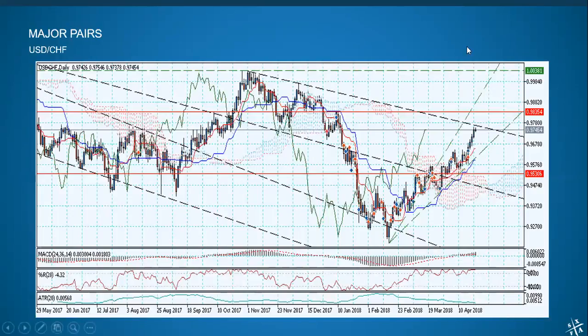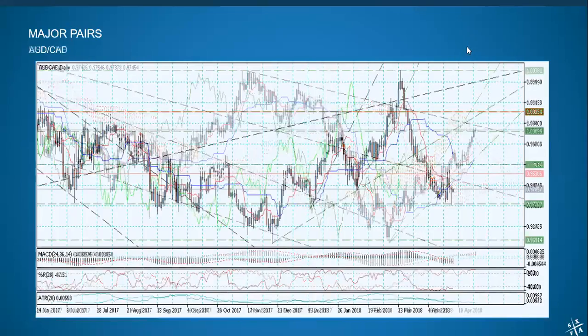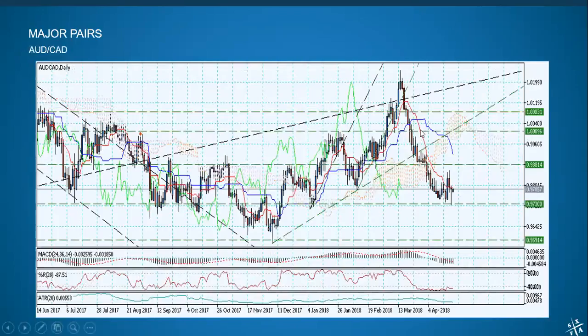Moving on to Aussie Canadian. Again, not going to dwell on these. The Canadian has been strengthening against the Aussie, probably the only one it's been strengthening against for the past week. I do expect an Aussie recovery. This is another pair that I would happily trade back towards the top when it gives me a good signal. Otherwise, I'm going to be leaving it alone.